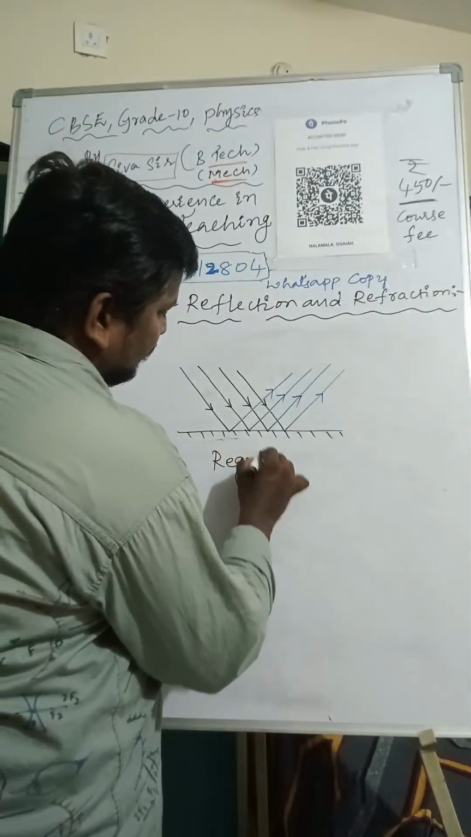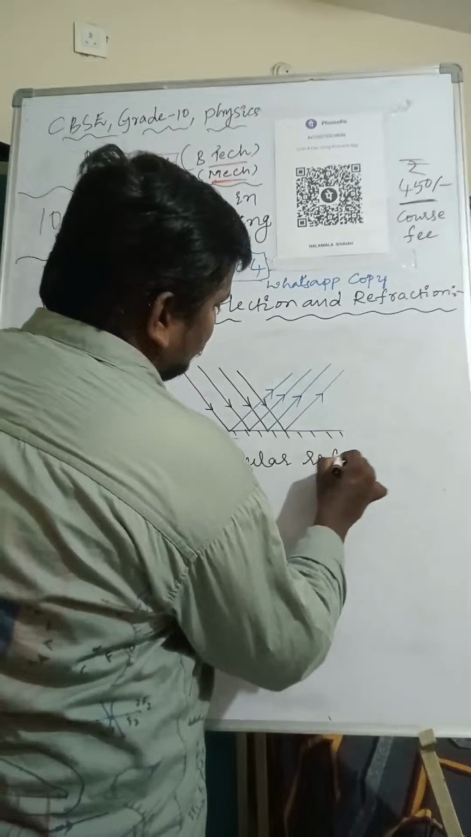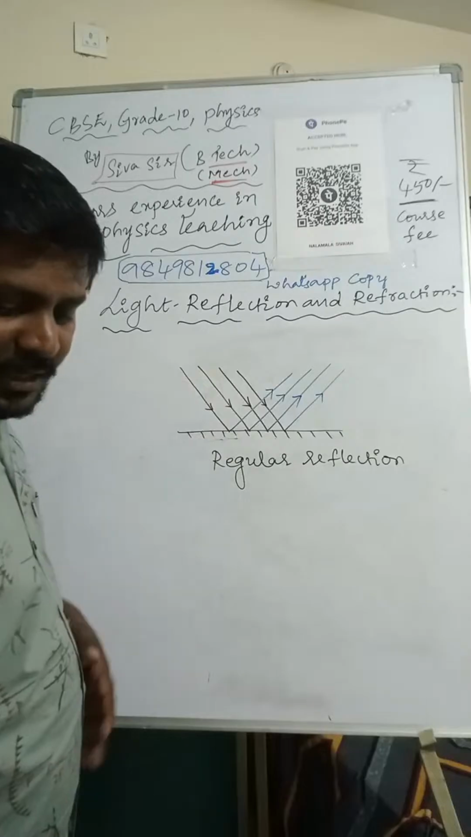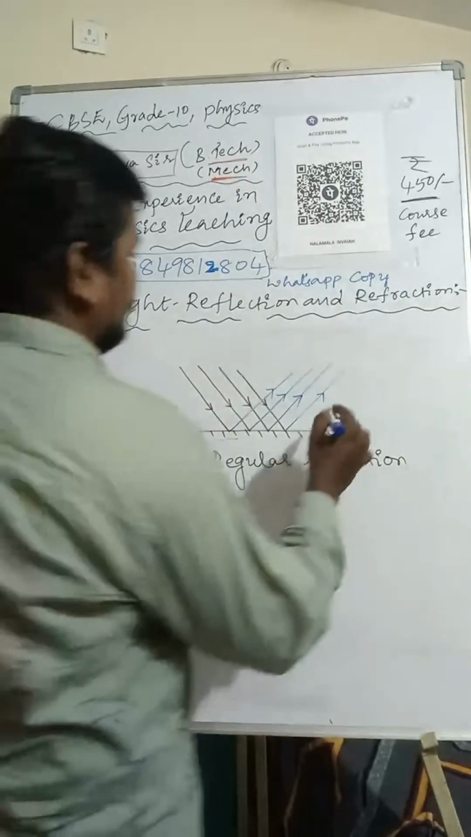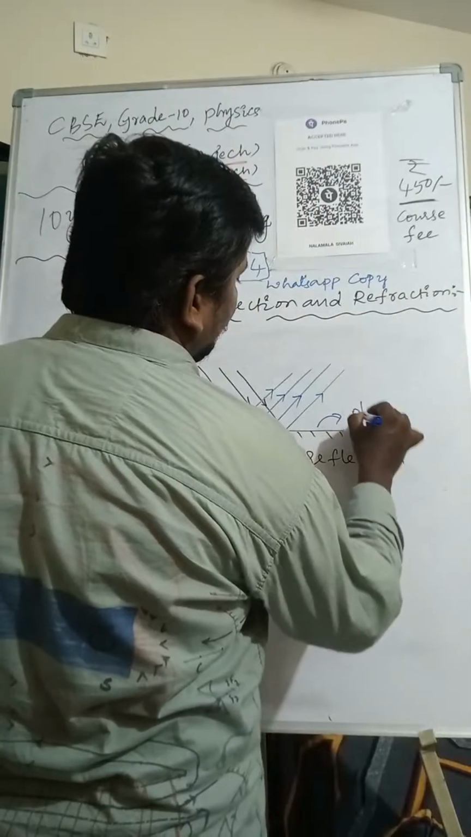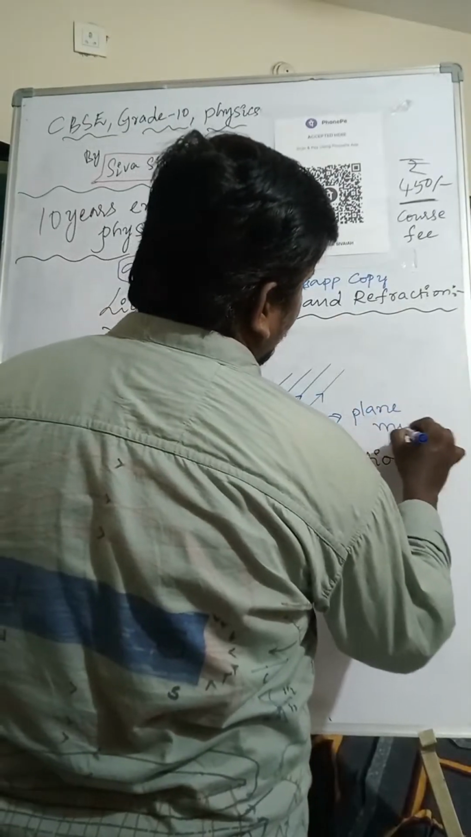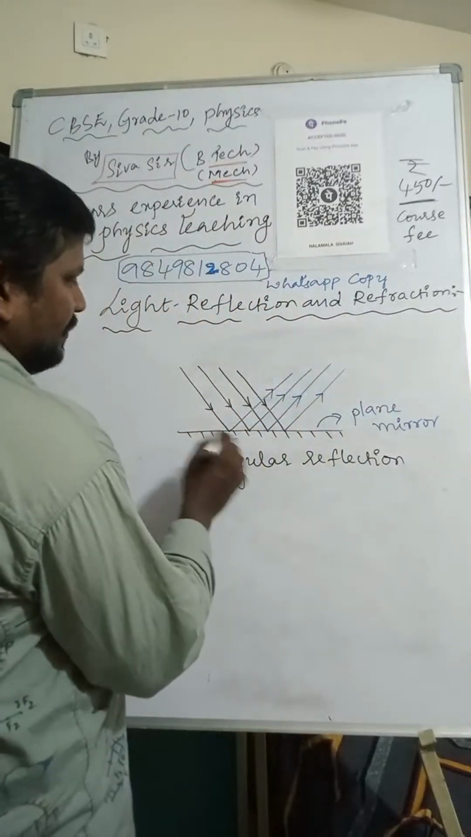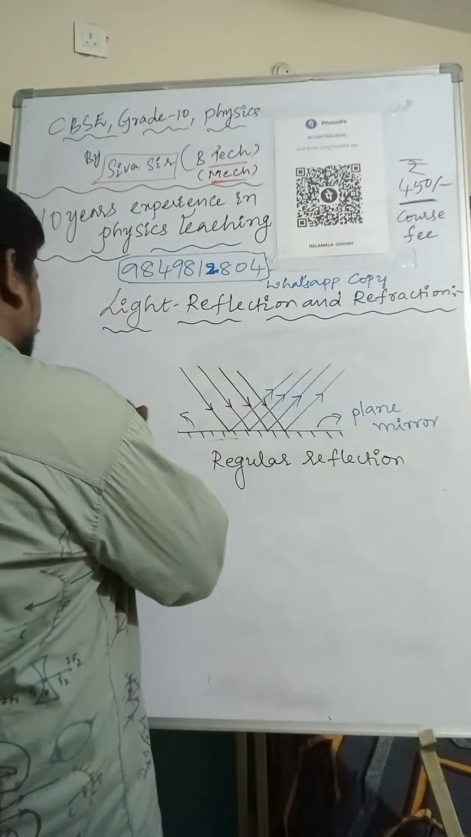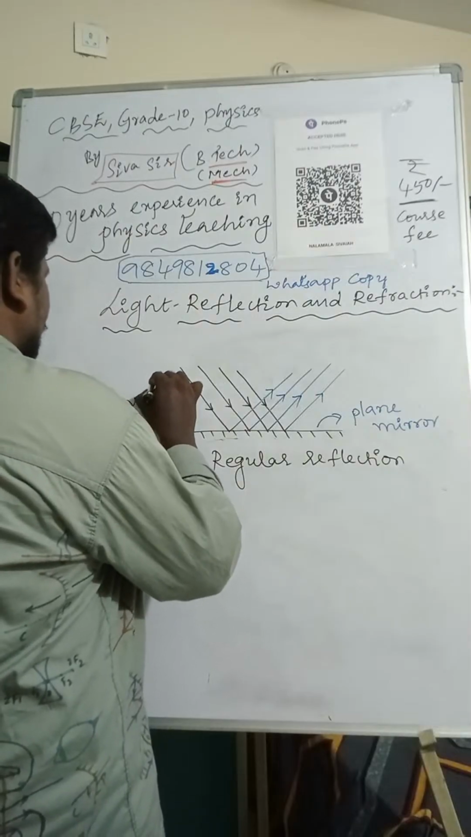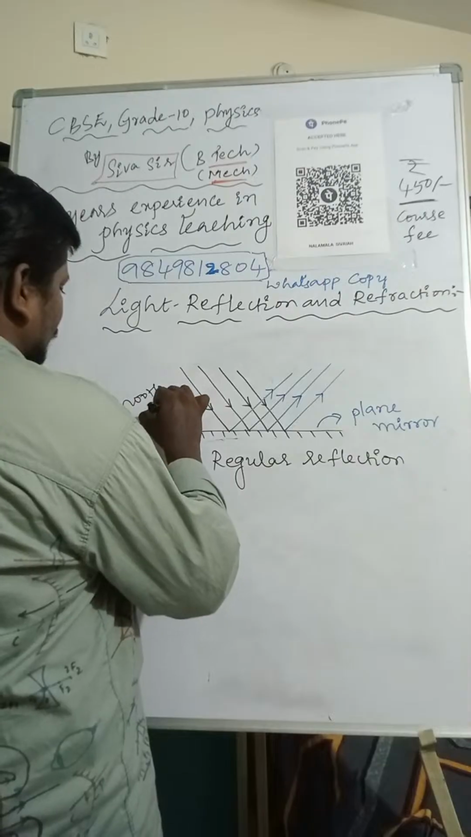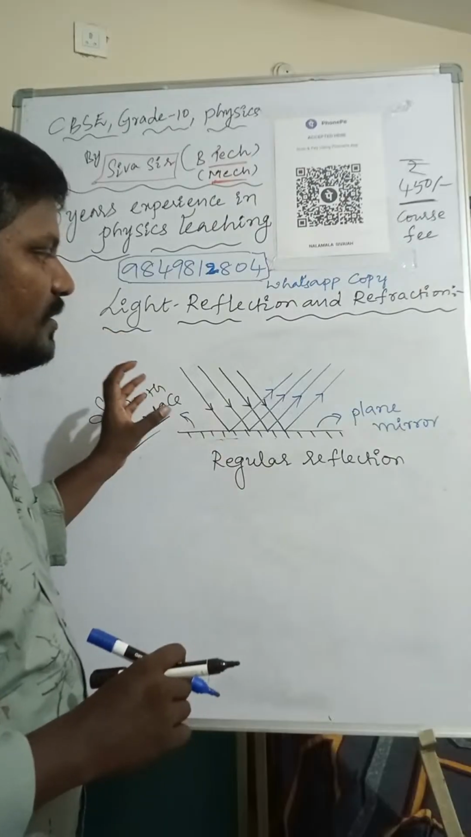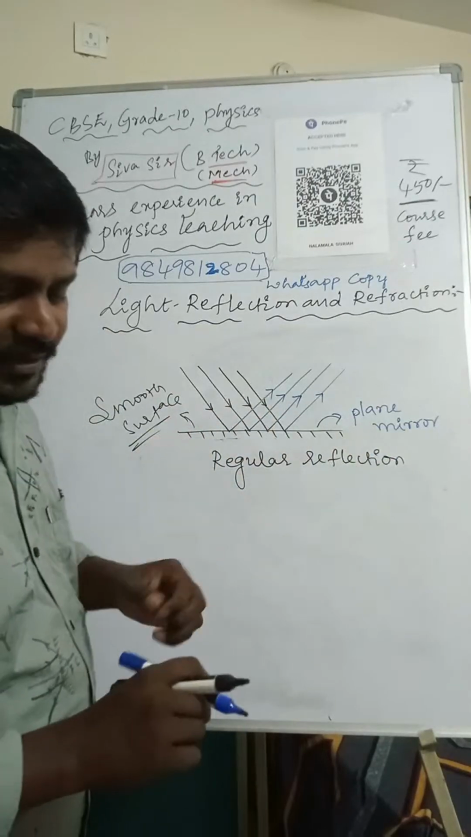Regular reflection. Here this is a plane mirror. This is a smooth surface. So regular reflection takes place on a smooth surface. This is a plane mirror, and that is a smooth surface.